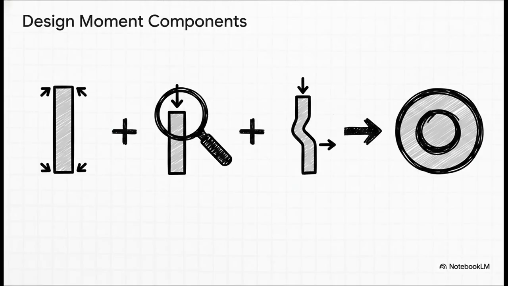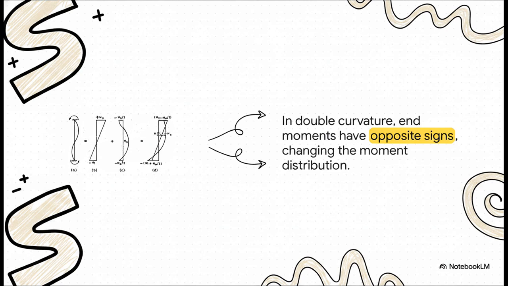So these are the three main players we need to figure out. You've got your initial moment from the analysis, then a minimum moment to account for the fact that nothing's built perfectly straight in the real world, and of course, that all-important additional moment that comes from the column being slender. And here's something else you have to watch out for, the bending shape. Sometimes a column bends in a simple C shape, but here you see it bending in an S shape. We call that double curvature.